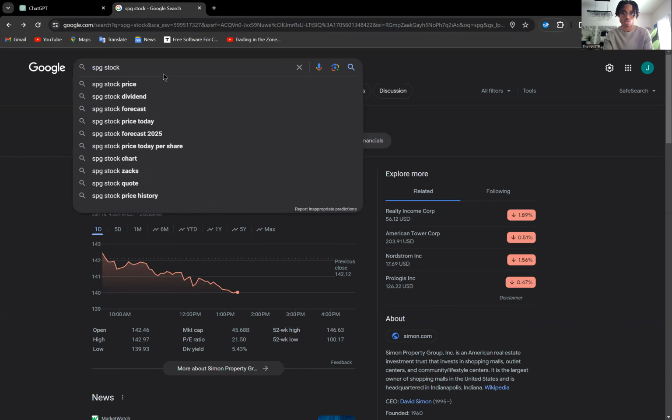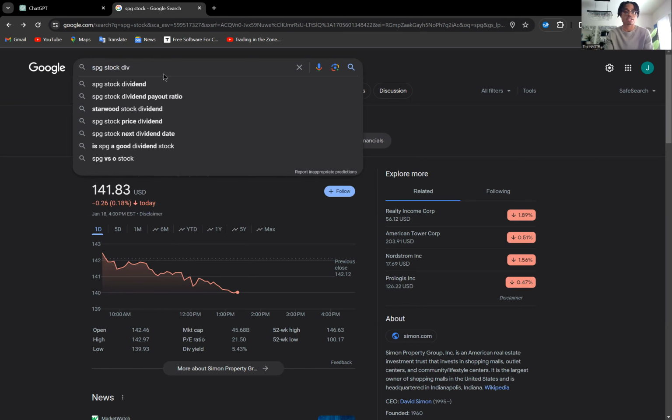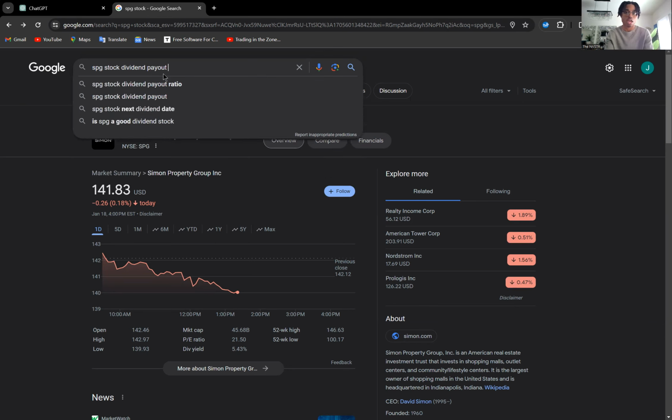Again, Simon Property Group is a real estate investment trust. We want to determine what dividend payout date this has. The simplest way of going about this is literally going to Google. Part of the Investors Institute, we have a dividend database that shows you this. However, anybody can take some time to do this. It just applies a little bit more work. What do you want to do? Type in SPG or Simon Property Group stock dividend payout date.